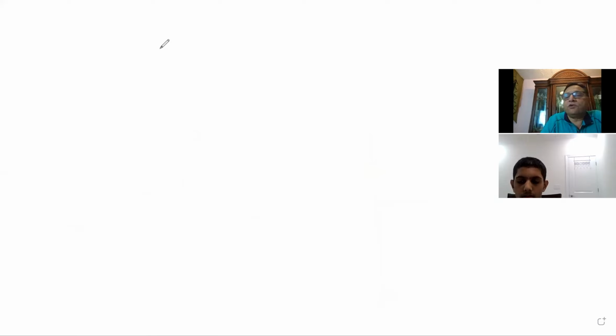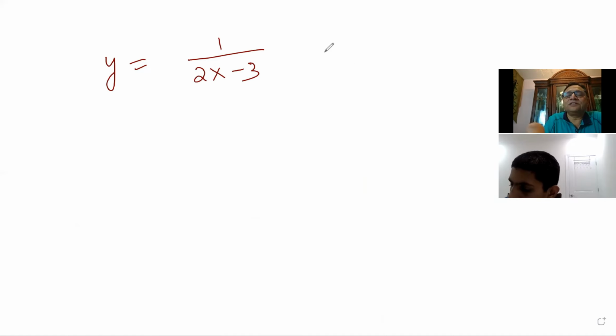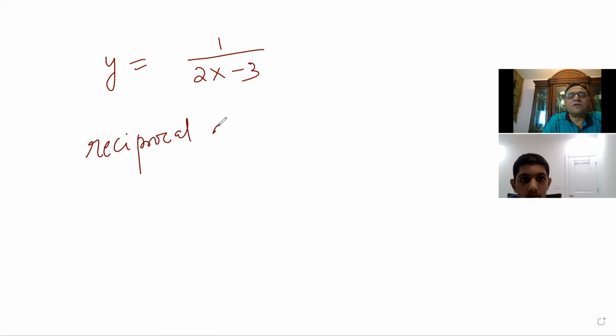Let us say we have y equals 1 over 2x minus 3. This is also a reciprocal function. So this is actually the reciprocal of 2x minus 3, right? Okay. So now, how will I sketch the graph for y equals 1 over 2x minus 3 from the graph of 2x minus 3? This is what I'm going to show you.